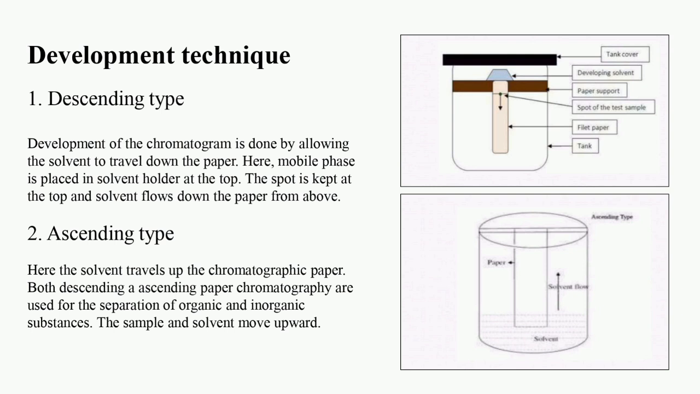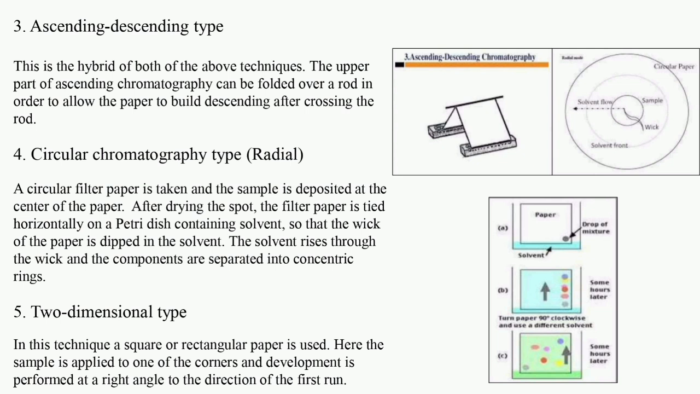2. Ascending type. Here the solvent travels up the chromatographic paper. Both descending and ascending paper chromatography are used for the separation of organic and inorganic substances. The sample and solvent move upward. 3. Ascending-descending type. This is the hybrid of both of the above techniques. The upper part of ascending chromatography can be folded over a rod in order to allow the paper to become descending after crossing the rod.